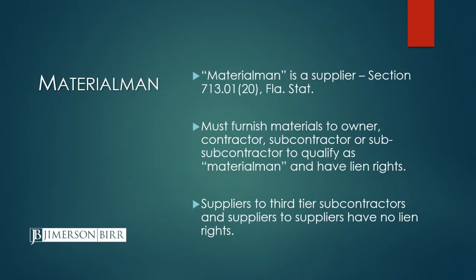The lien law also defines the term materialman, and like we talked about, a materialman is a supplier. So if I use supplier when I'm talking, I also mean materialman. It's the same definition, and that's in section 713.01(20), Florida Statutes. A materialman or supplier, in order to qualify under the lien law, must be furnishing materials to either an owner directly, a contractor directly, a subcontractor, or a sub-subcontractor. If you're a supplier or a materialman to a third-tier subcontractor, a sub-sub-subcontractor, you don't qualify as a materialman under the lien law and you do not have lien rights. Similarly, suppliers to suppliers or materialmen to materialmen also don't have any lien rights. You have to be supplying to either the owner, contractor, subcontractor, or sub-subcontractor to qualify.